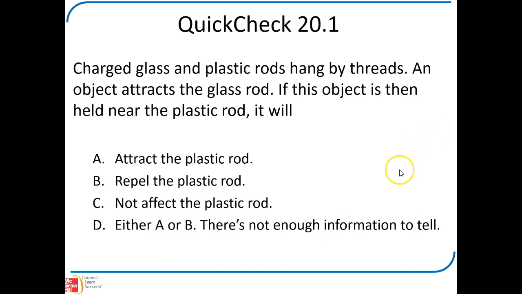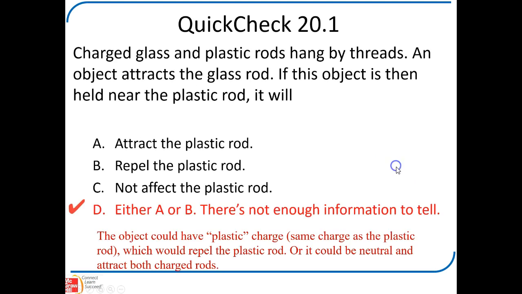And if you think about it for a second, you can always pause the video, write down an answer, and then come back. And I'm going to go ahead and give you the answer now. And the answer here is either A or B. So this object could have the same charge as that plastic hanging rod, and that would repel it. Or it could be neutral and it would attract both of those rods. So here, let's say that the glass rod, we'll make it positive, like what we've done. And then we'll make the plastic rod negative.